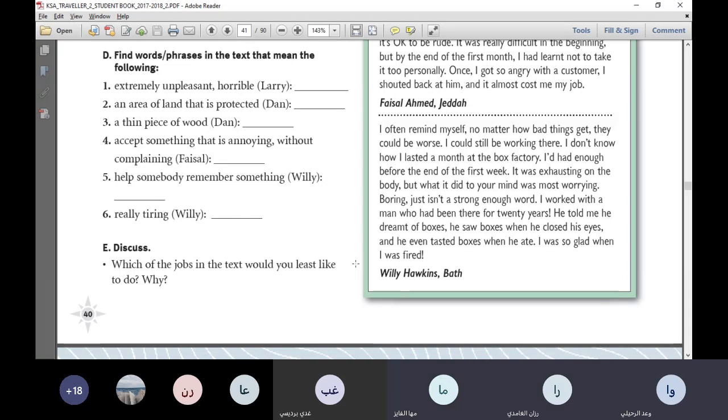Number 5, help somebody remember something. Remind. Yes, I remind them. R-E-M-I-N-D. The last one, really tiring. When you're very tired. Yes, exhausting. Thank you.